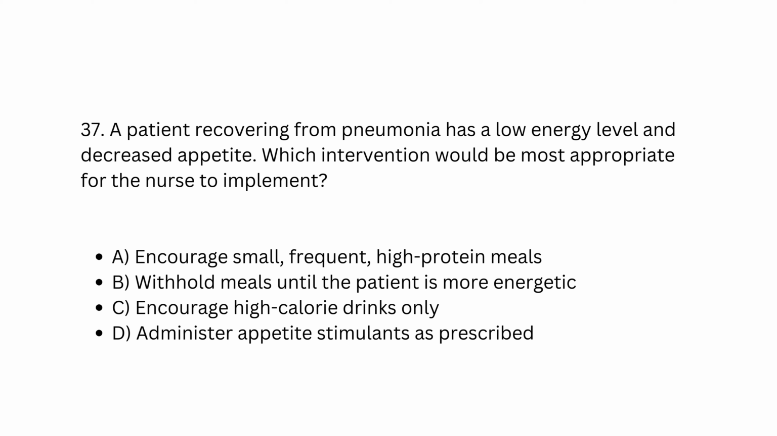37. A patient recovering from pneumonia has a low energy level and decreased appetite. Which intervention would be most appropriate for the nurse to implement? A. Encourage small, frequent high-protein meals. B. Withhold meals until the patient is more energetic. C. Encourage high-calorie drinks only. D. Administer appetite stimulants as prescribed.